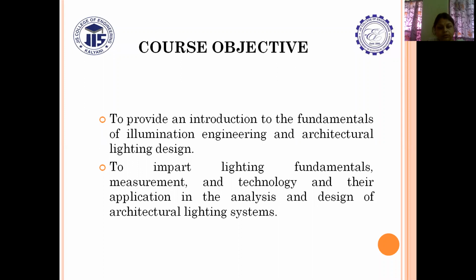Today I am going to discuss the illumination engineering subject, which is generally taught in the 7th semester of BTech final year, and also in the diploma 5th semester.